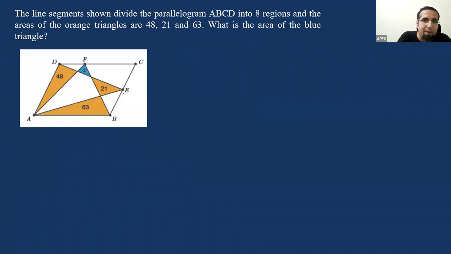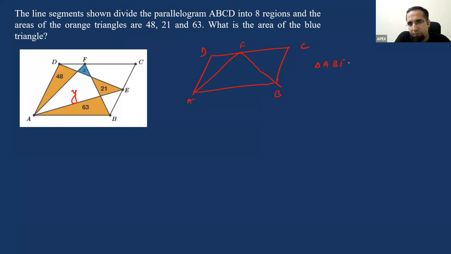The line segment divides the parallelogram. Let's write this part as Y. So we know one thing from a parallelogram or any quadrilateral. Let's say I'm taking this as A, B, C, F, and D. So I know that triangle ABF is equal to half of the parallelogram ABCD. Similarly, if I'm looking at A, B, C, D, and E, I also know that triangle AED is equal to half of parallelogram ABCD.